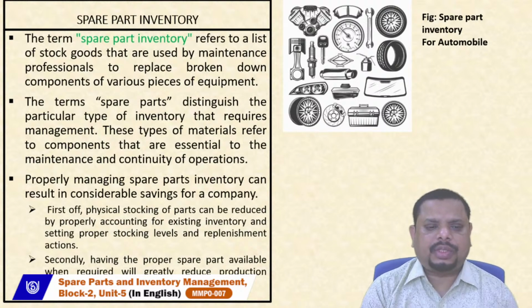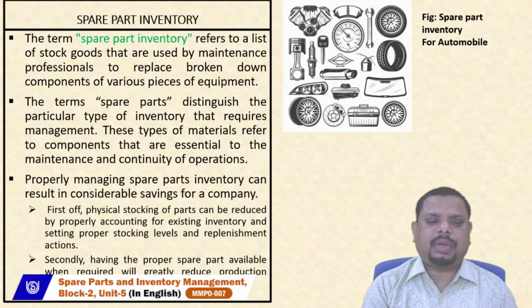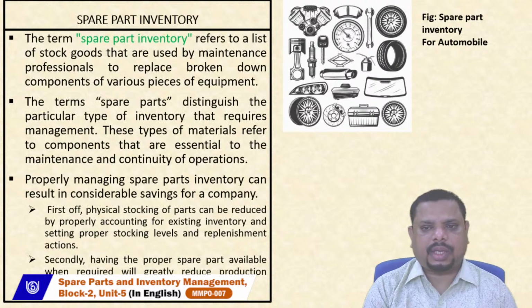If you go for it, the physical stock of parts can be reduced by properly accounting for existing inventory. That is why it is the duty of the store managers. They can assign a number of supervisors to do a physical investigation of stocks, and if any stock is minimized or not available, they immediately inform the higher authorities. So the physical stock of parts can be reduced by properly accounting for existing inventories, setting proper stocking levels, and taking replacement actions.